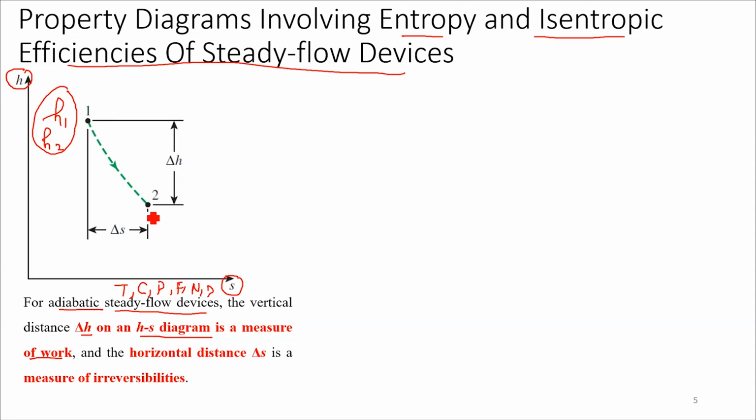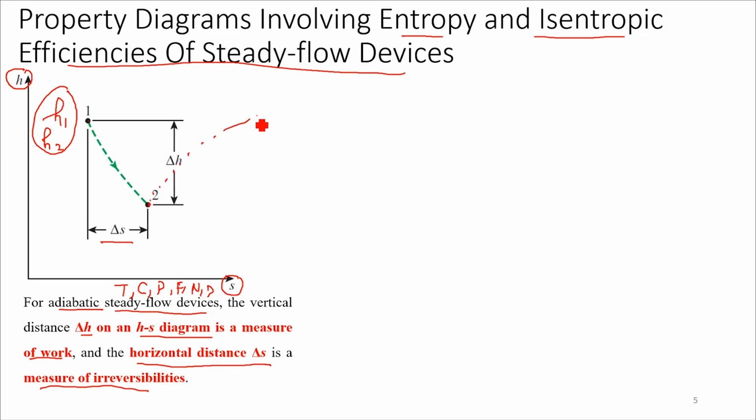If you are coming from 1 to 2, the work is produced in the case of a turbine. If you're going from 2 to 1, it is the opposite. But in both cases, the horizontal distance delta S increases, and this is the measure of irreversibilities. As your system moves from 1 to 2, your delta S would increase, and this is the measure of irreversibility. This specific plot is common with turbines. If you have compressors, the plot would look something like this.